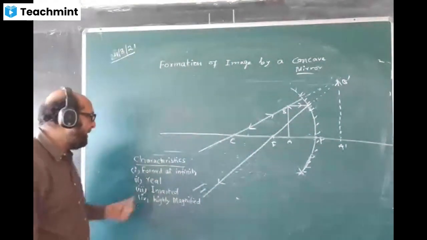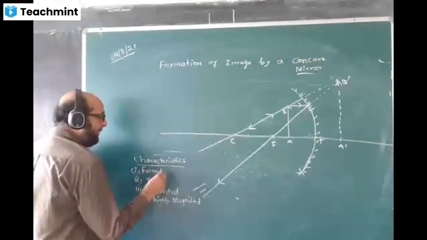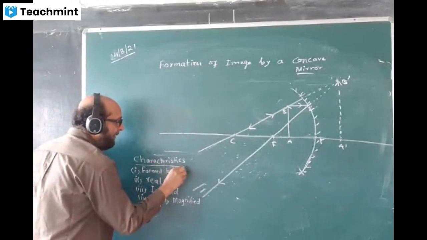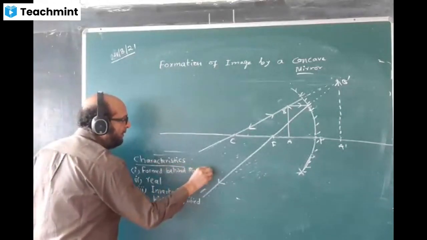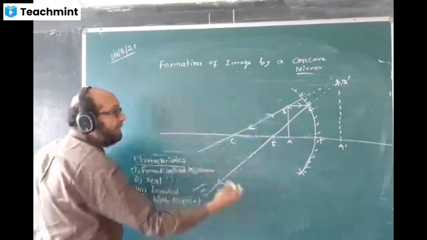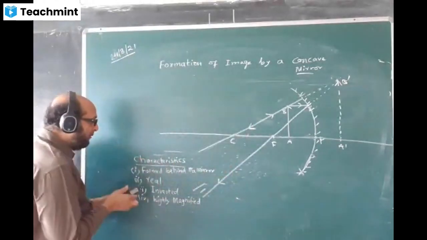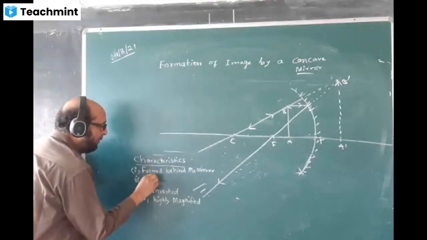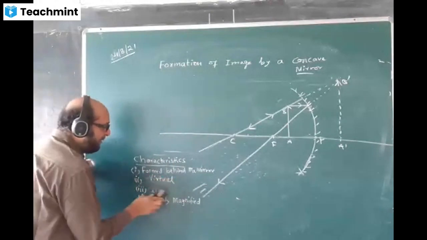Yes. Now you write the characteristics. Write down where the image is formed. We say formed behind the mirror. We write that one first. In this case, the image is formed behind the mirror, not in front of the mirror, but behind the mirror. The image is virtual. Dotted line is an imaginary line, so write here virtual.